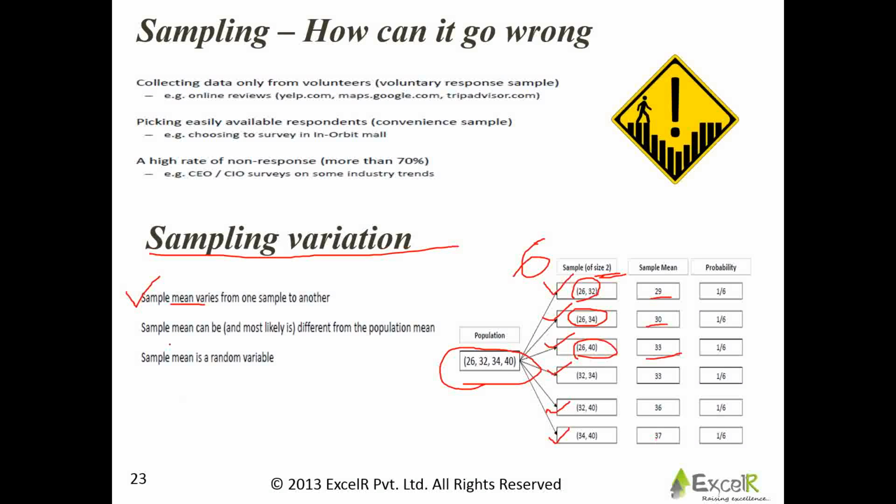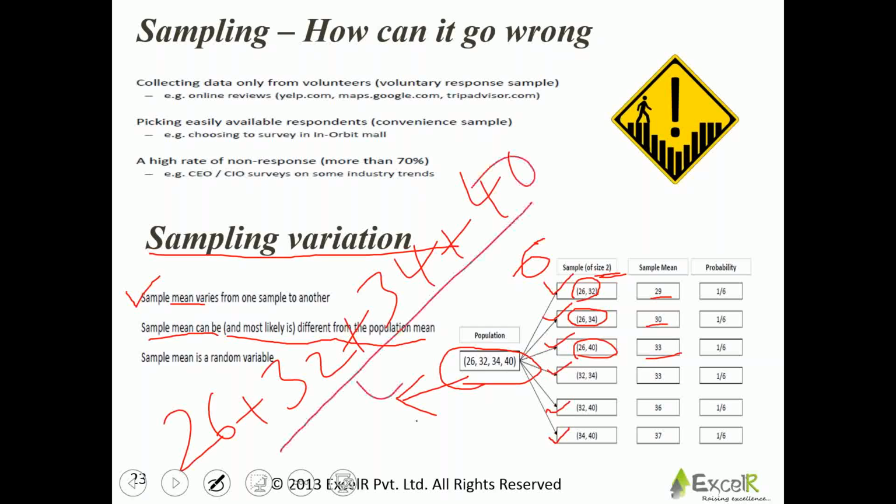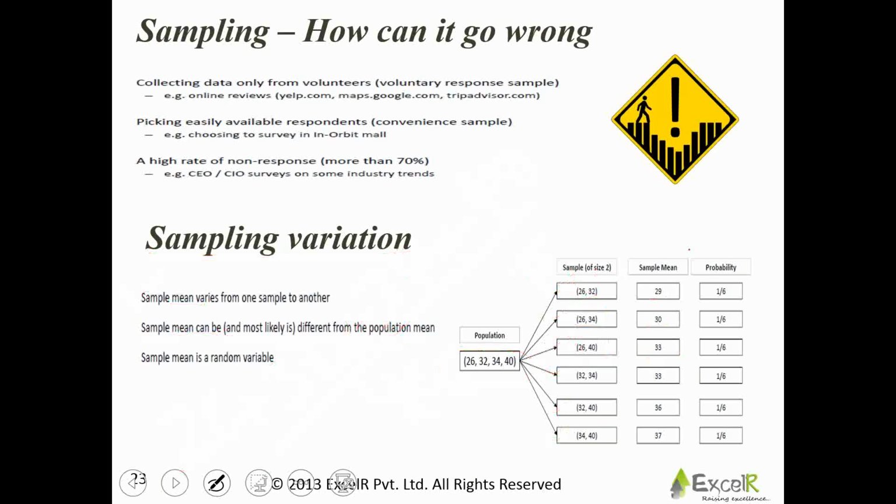So sample mean varies from one sample to another. Also, sample mean can be and most likely would be different from the population mean. What is your population? It's there here. So if I take an average, 26 plus 32 plus 34 plus 40 divided by 4, that would give me the average for the population. This average and the averages calculated for each sample can be different, and more often than not, it would be different.